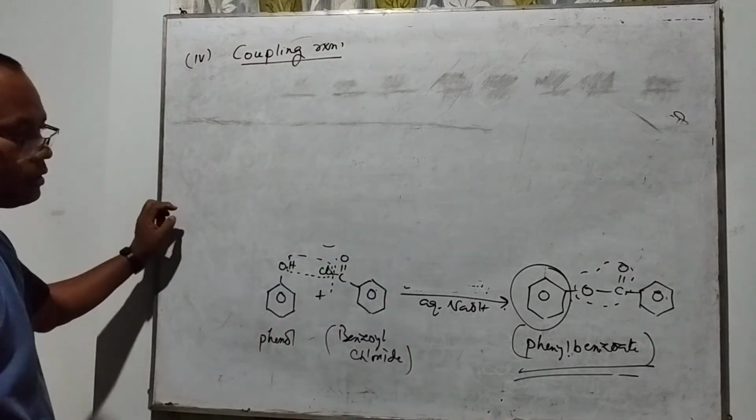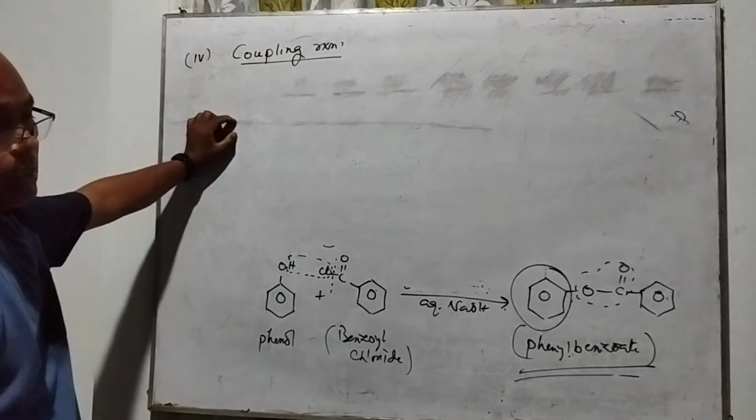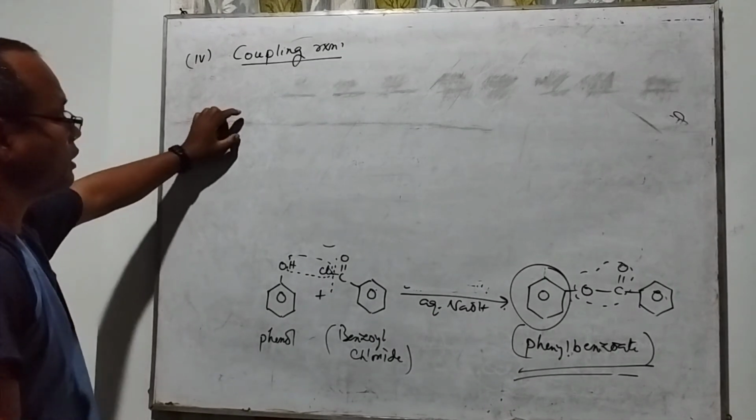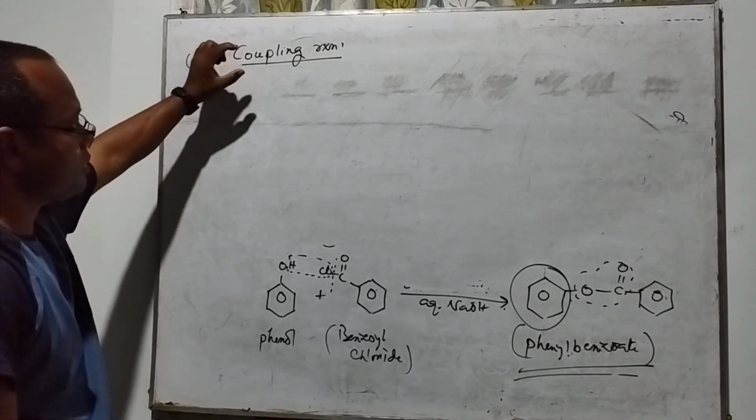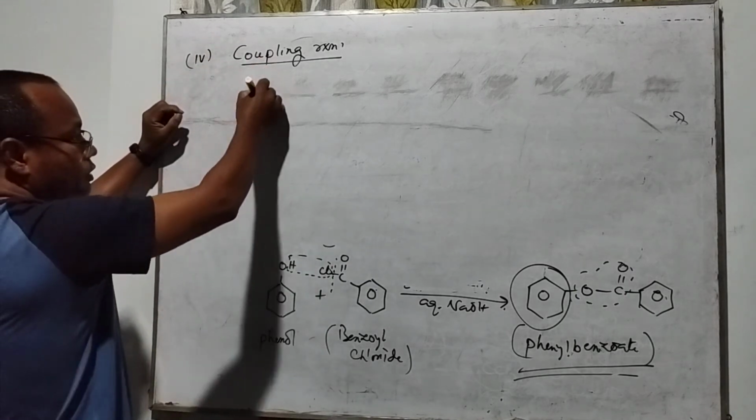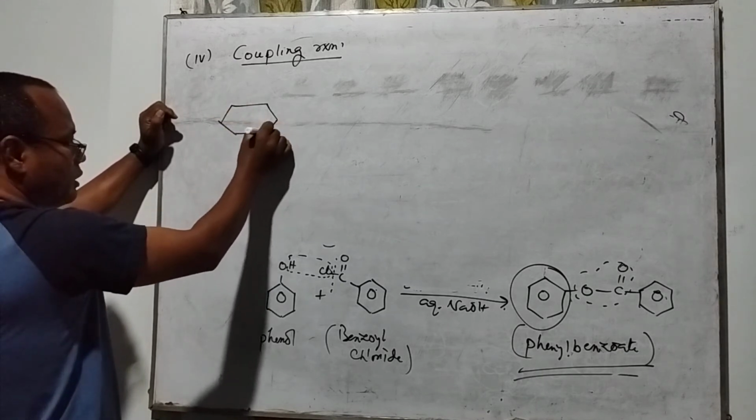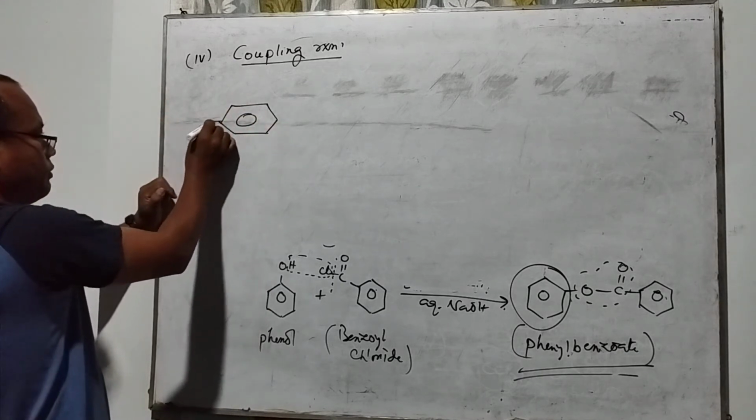Coupling reaction. Coupling means two substances form one substance. That is what we call coupling here. So in our phenol, what is the coupling reaction in our phenol? That is the reaction between the phenol. I write a phenol, just write like this. This is the ring. Now I write a phenol here.